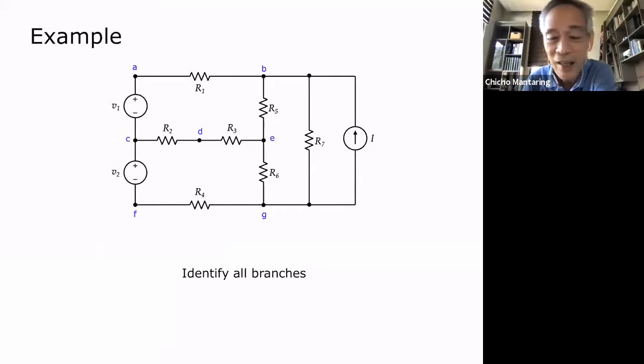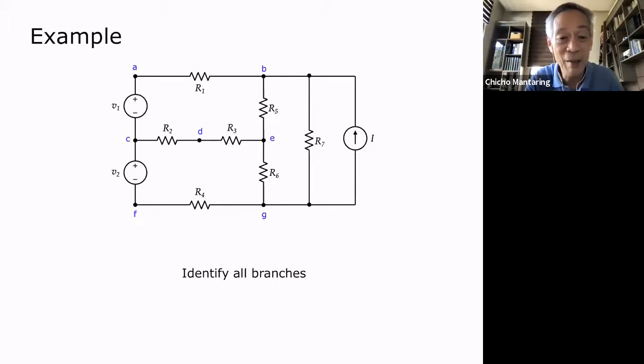Actually, each component here is a branch. This component is a branch that connects C and A. This component is a branch that connects A and B. So if you want to know how many branches there are here, they are equal to the number of components. And there are 1, 2, 3, 4, 5, 6, 7, 8, 9, 10. So there are 10 branches.